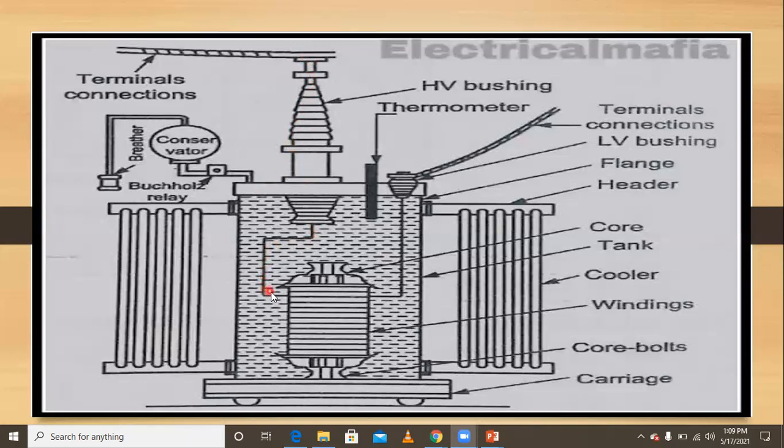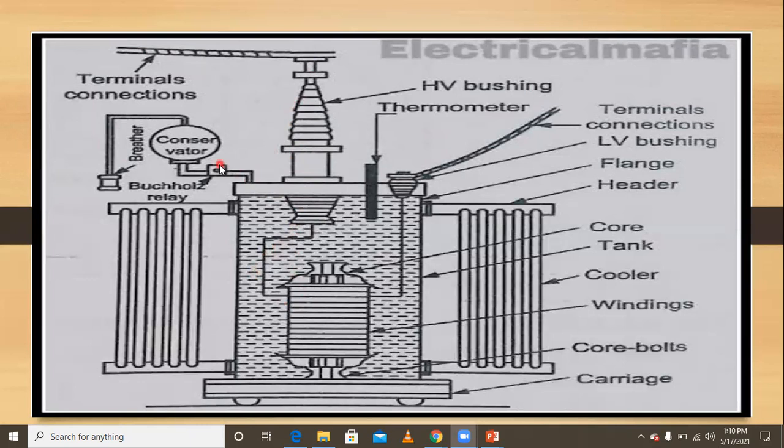So like this, the transformer winding is connected. Understood? In this way, the winding is connected to the transformer outside terminals through the bushings, to isolate the transformer tank, because there may be a short circuit. If you're not using these bushings properly, there may be a short circuit between the transmission line and the transformer tank. So to avoid that short circuit, bushings are placed like this.